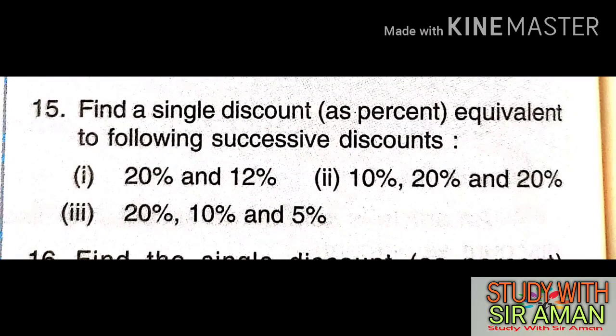Find a single discount equivalent to the following successive discounts, 20% and 12%. For 20% and 12% we have to write only one discount. What is this? The shopkeeper is giving you 2 successive discounts. First discount is 20% and then second discount is 12%, but you have to write only one for these 2, which is equal to these 2 discounts. Okay, how we will solve this?